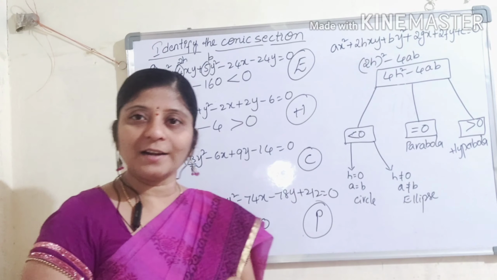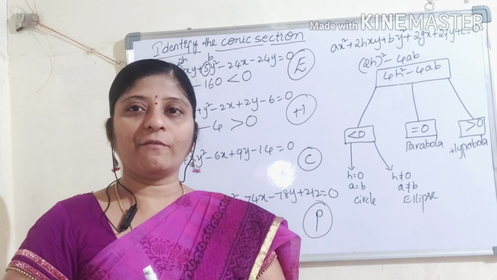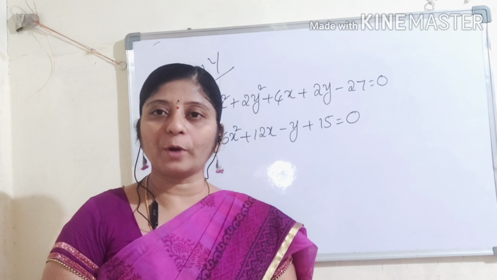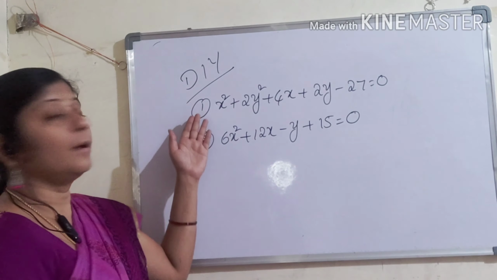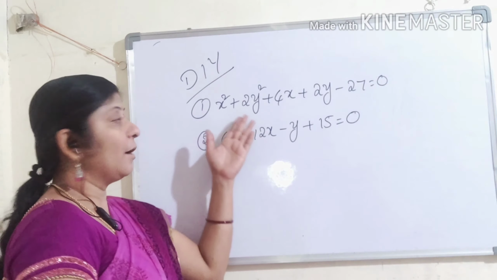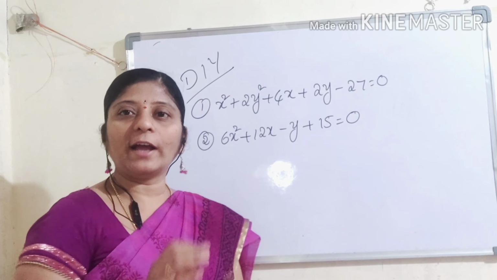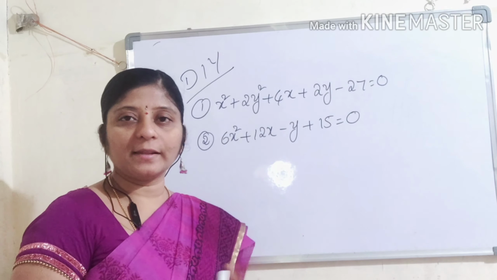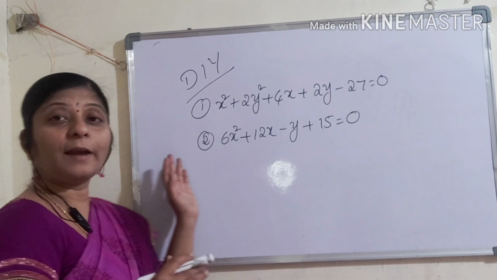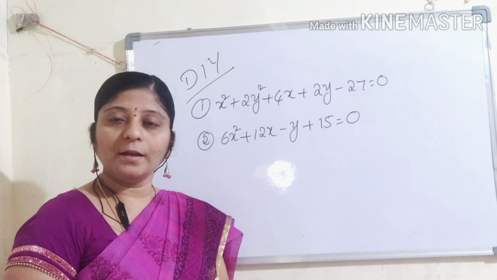Is it simple or not? Super simple it is. So, let us do DIY problems. I have brought two problems for you. Here it is. So, do it yourself. Just apply the process and tell me the answers 1, 2 as to which conic section they represent. Send me the answers as 1, 2 in my comment box.